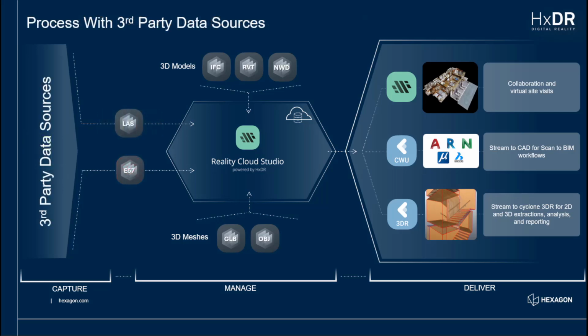Now if we look at the next slide, this just assumes we're talking about third-party data sources. So maybe you've scanned with another solution and you want to get that in. That's fine, because we are data agnostic, it doesn't matter. So if you've got an LAS file or an E57 file from your other scanners, you can bring those into Reality Cloud Studio and perform exactly the same functions, merging with 3D models and streaming to all these other locations. So I just want to reiterate that HxDR Reality Cloud Studio is an open platform, and you can bring in data from those other places.